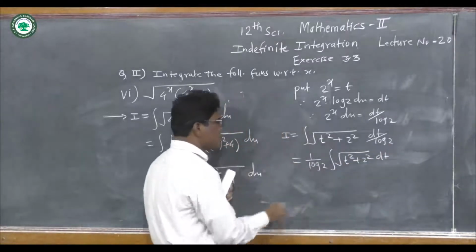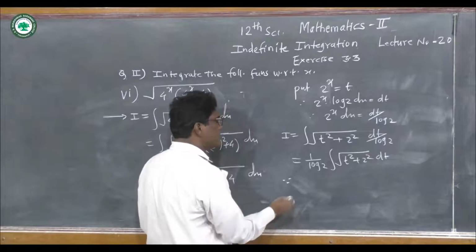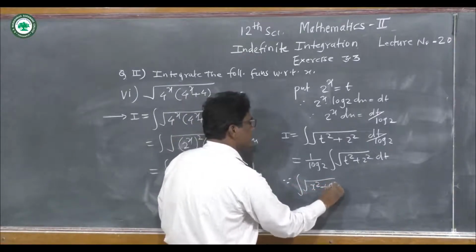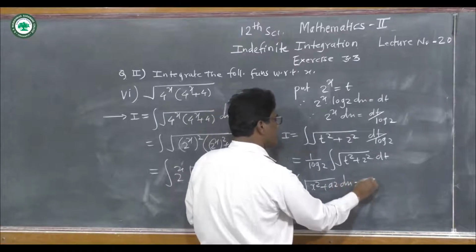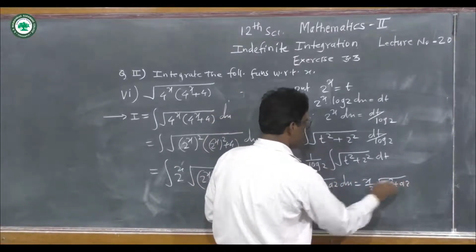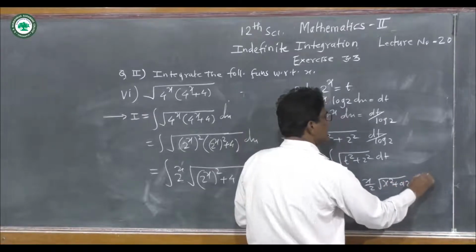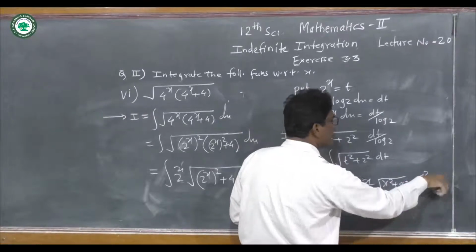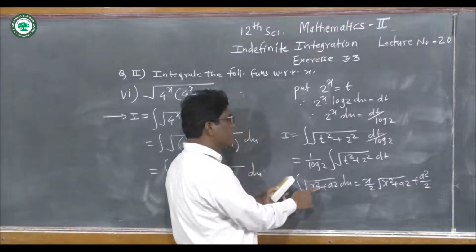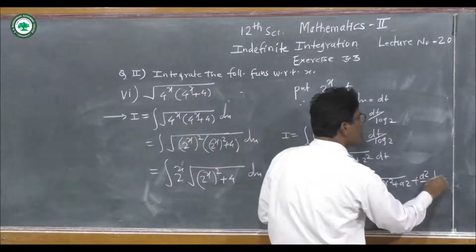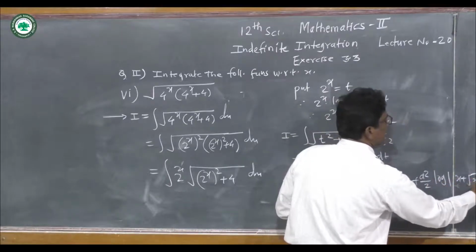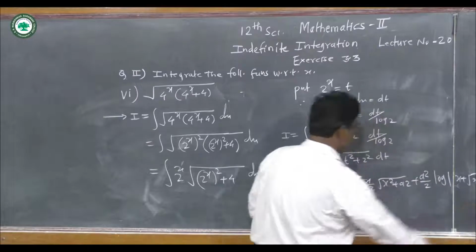And now use here standard formula. Which standard formula? Integration of root of x square plus a square dx is equal to x upon 2 root of x square plus a square, plus a square divided by 2. Here use the formula of integration of 1 upon under root of x square plus a square dx, that is equal to log of x plus root of x square plus a square, plus constant of integration.